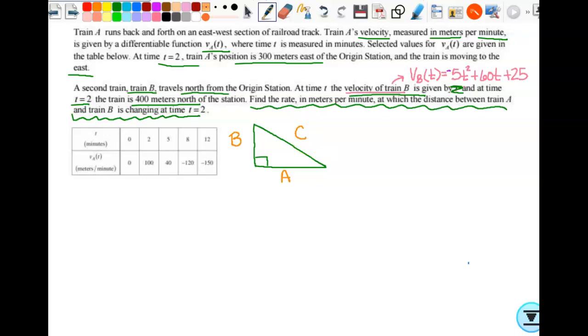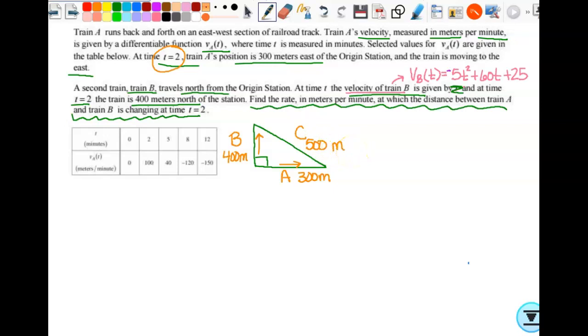At time t equals 2, which is what we're dealing with here, train A's position is 300 meters east, because it's moving east. Train B is moving north, and at t equals 2, this is 400 meters north of the station. Well, at t equals 2, can we figure out what the distance between the trains is? Yes. This is 3, this is 4. What would this have to be? Remember your Pythagorean triples? The basic one that showed up over and over again? 3, 4, 5. It's a 3, 4, 5 triangle. So 300, 400, 500. If you didn't know, you can do the Pythagorean theorem. Okay? So it's 500 meters.